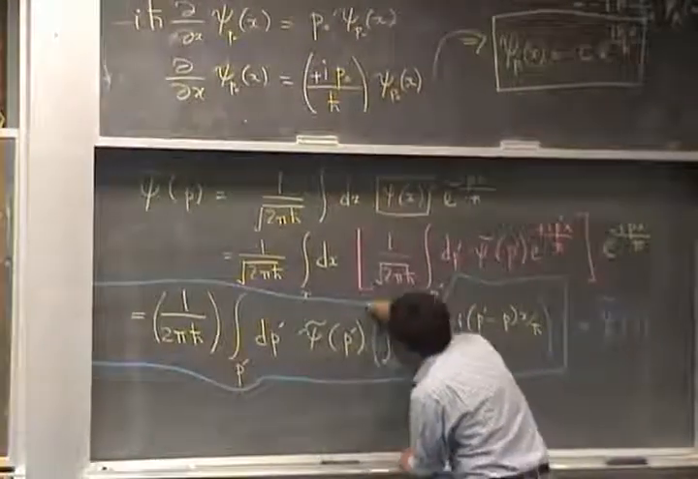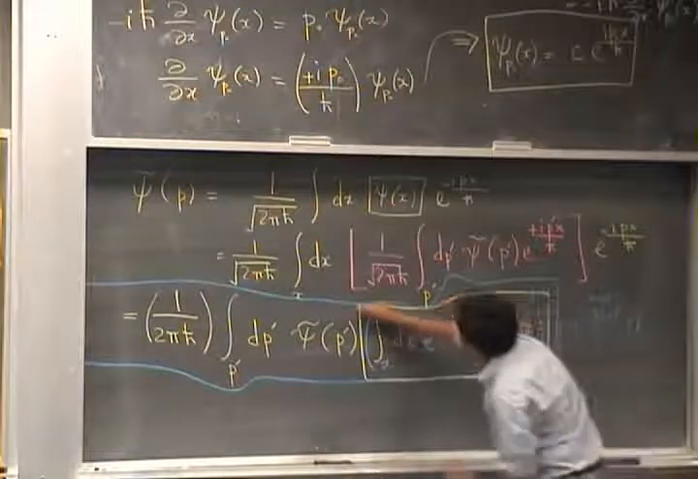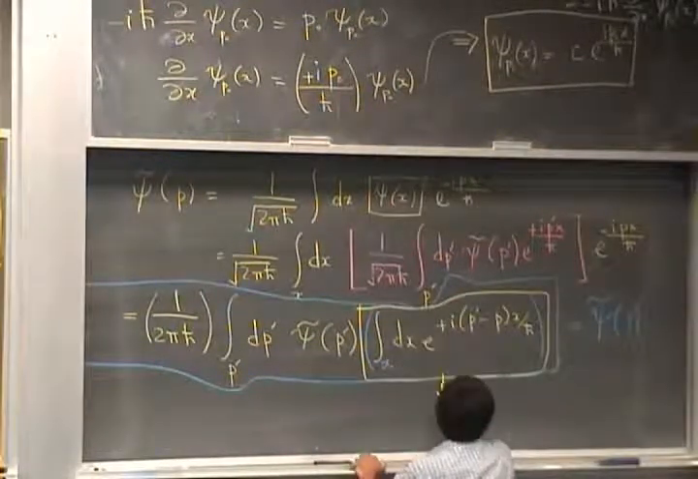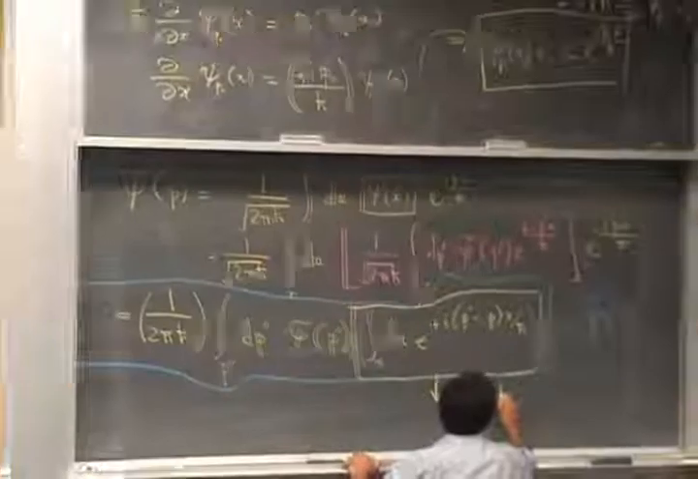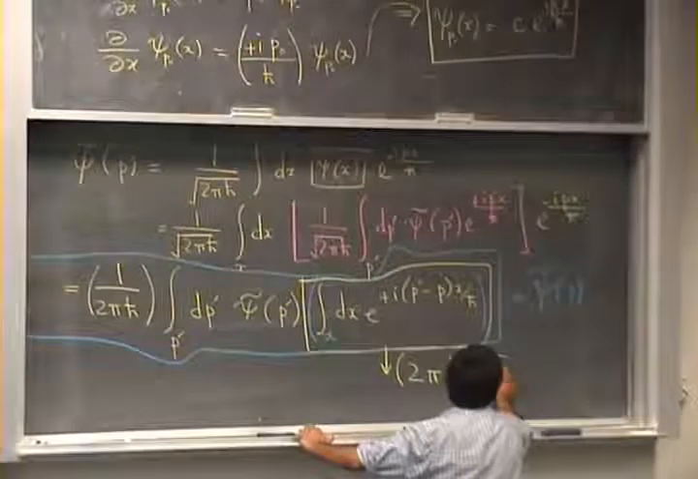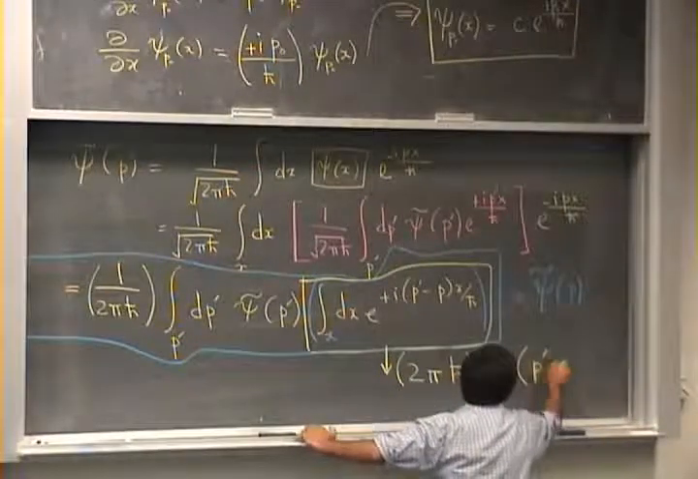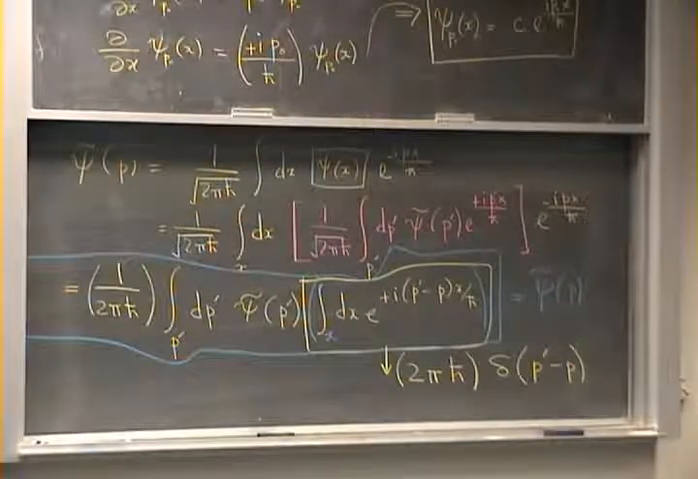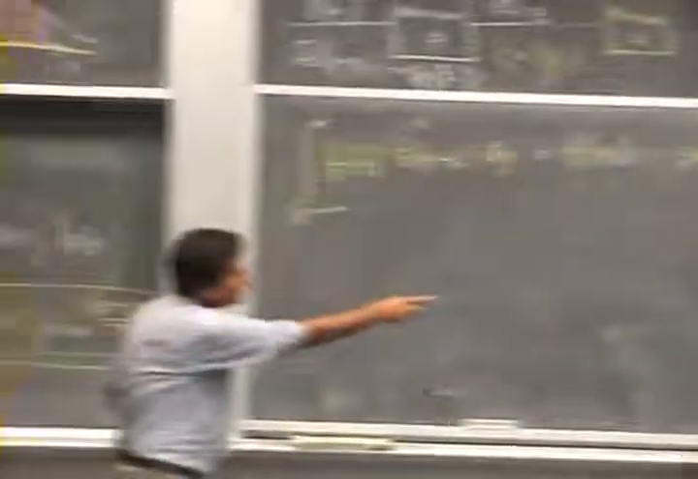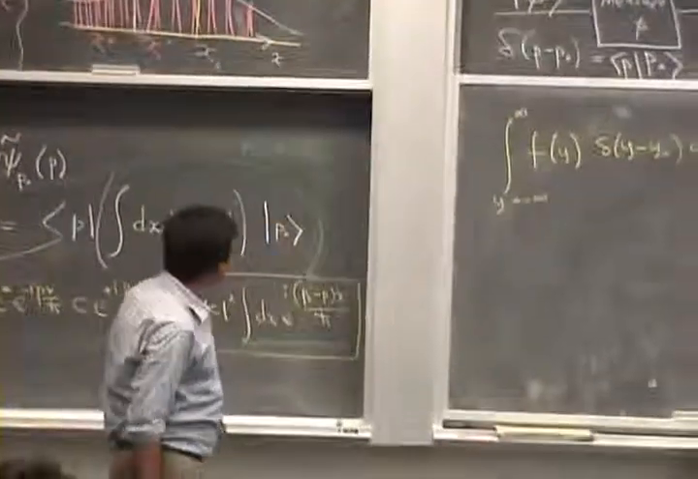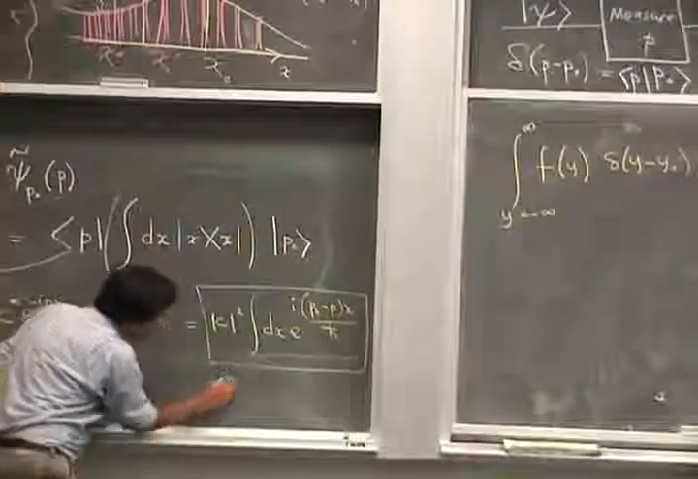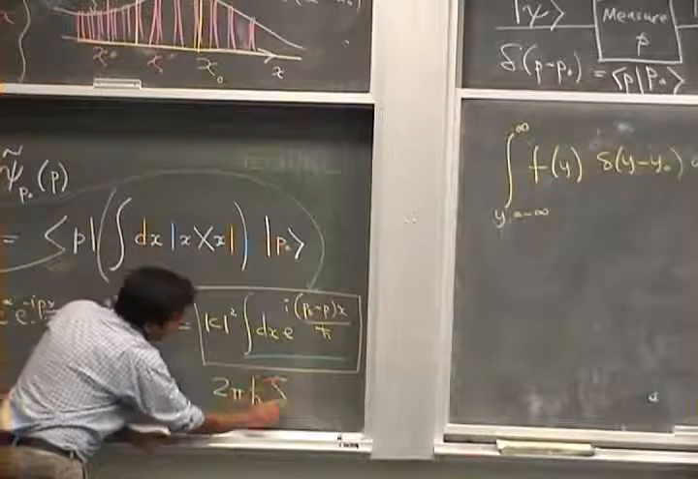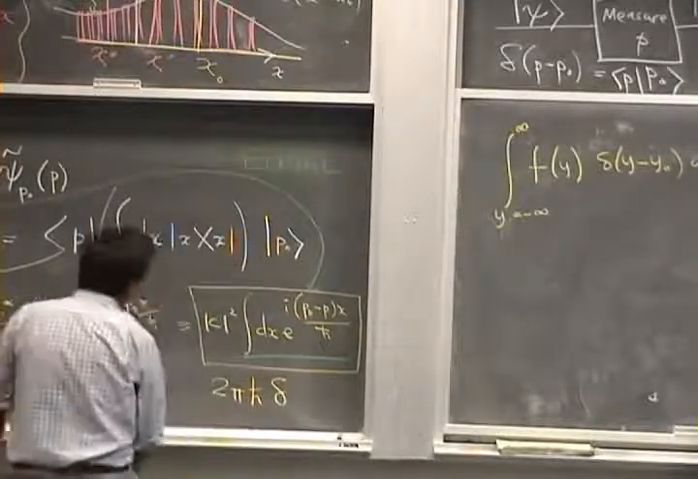So this thing that I've written in blue brackets must be equal to 2 pi h bar delta, p dash has to be equal to p. Okay. So what is this now? This is simply the same integral that we've written with the p naught replaced by p dash. So this thing must equal 2 pi h bar delta of p naught minus p.